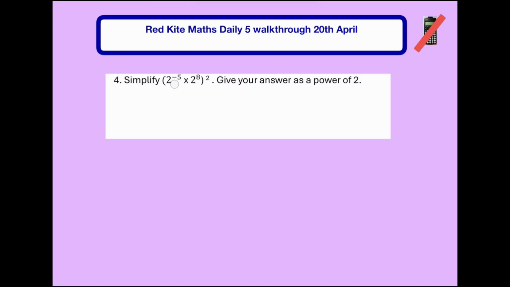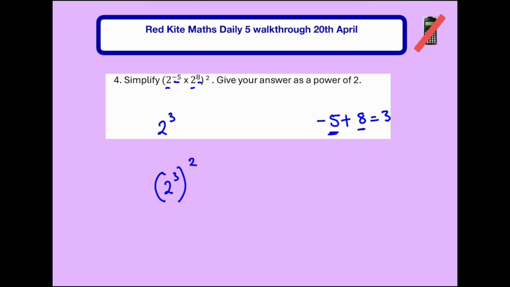Simplify 2 to the -5 times 2 to the 8, all squared. We're going to simplify these indices first of all, and we know from our previous question, when our base is the same and we're timesing, we add the powers. -5 plus 8, so we're down at -5, we add 8, we get up to 3. So this has simplified to 2 to the power of 3. But now we've got to square it all, so I'm going to put it in a bracket, 2 to the 3, and that's all squared.